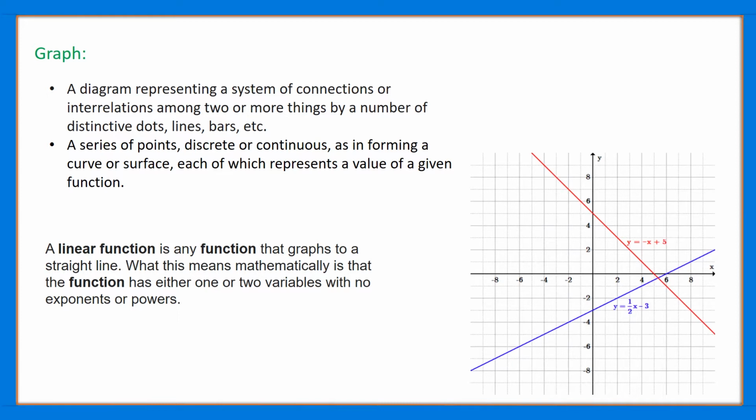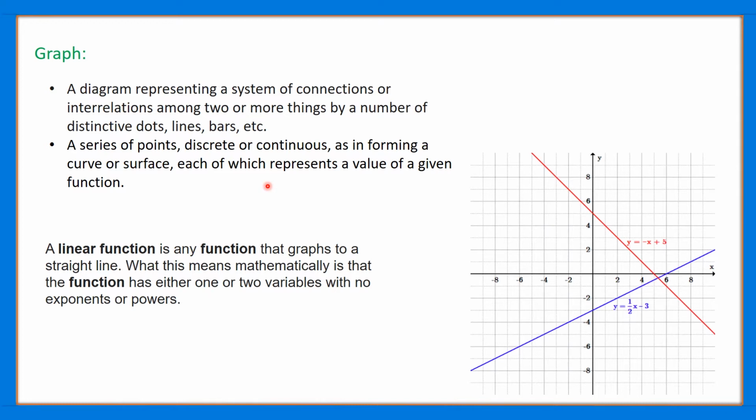That is, a relation between two or more things, and it can be shown by a number of distinctive dots, lines, bars, etc. A graph is actually a series of points, and those points can be either discrete or continuous, and these points form a curve or a surface, each of which will represent a value for the given function.